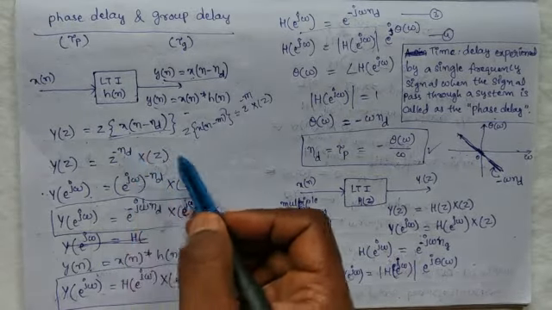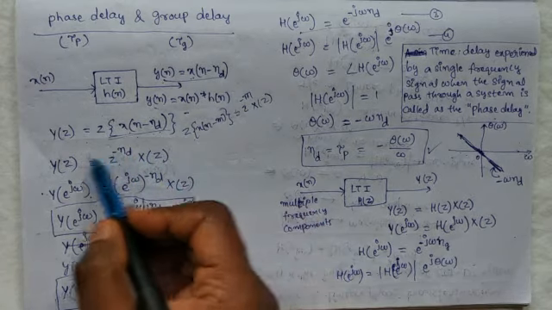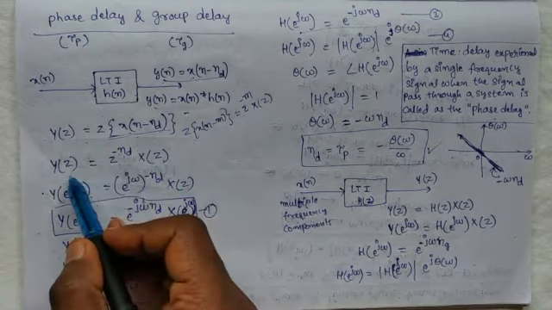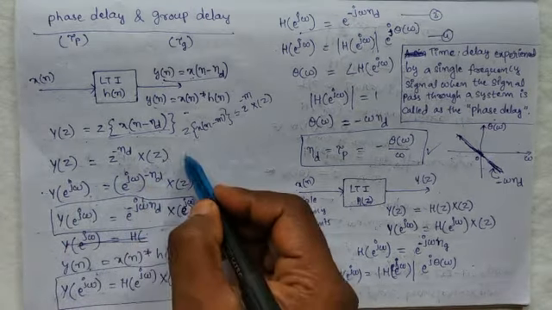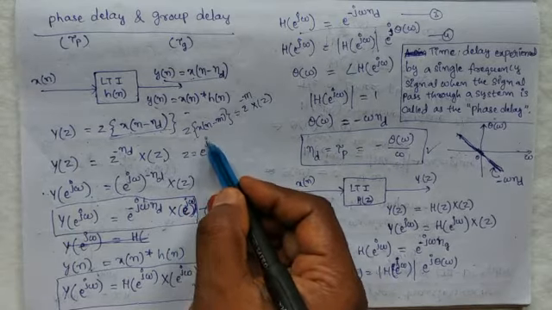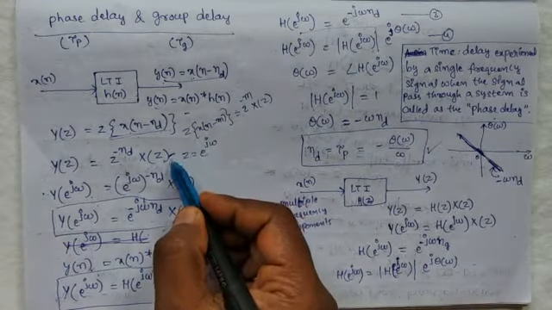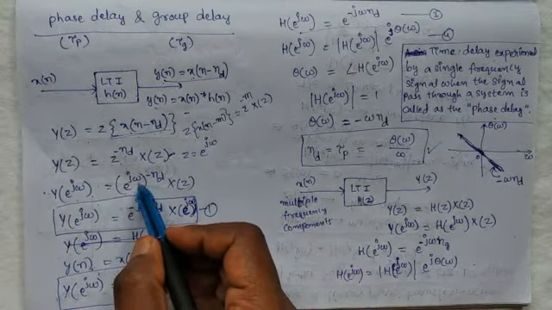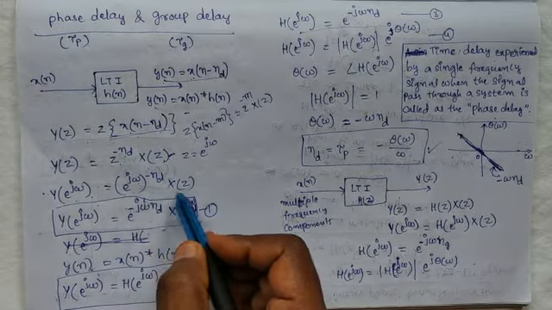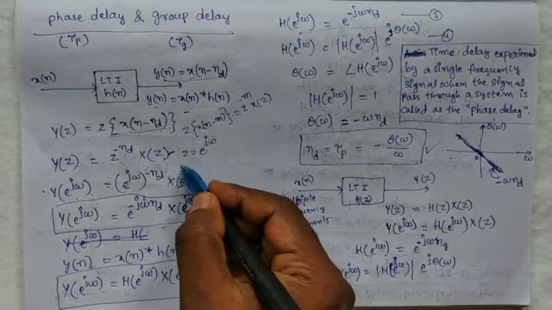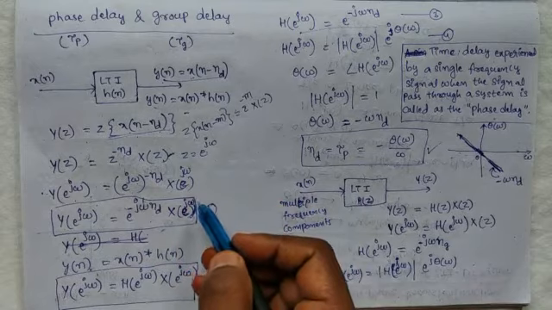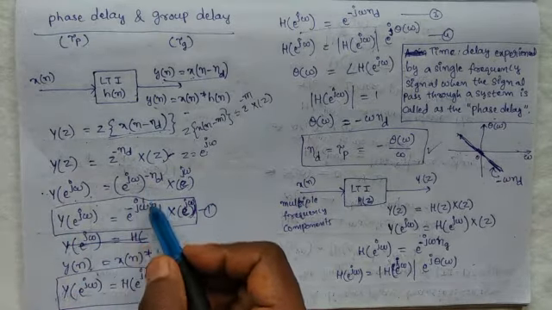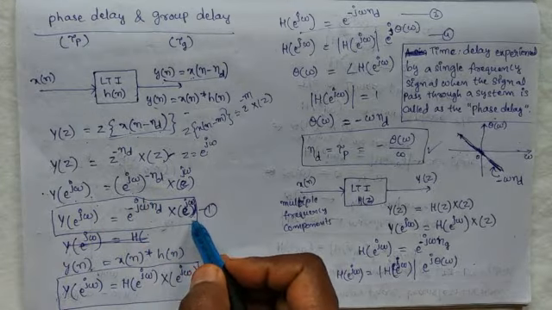Now we are evaluating it on the unit circle, which means we are substituting z equal to e power j omega in this equation. Y of e power j omega is equal to e power j omega whole power minus nd into X of e power j omega. So Y of e power j omega is equal to e power minus j omega nd into X of e power j omega.